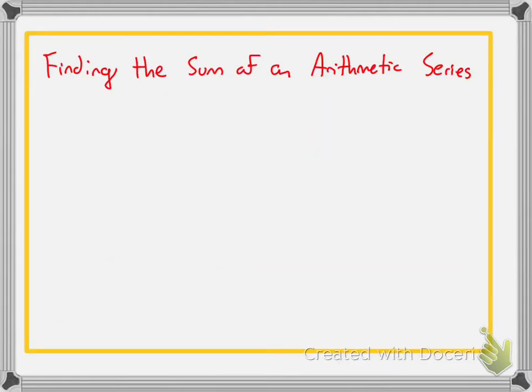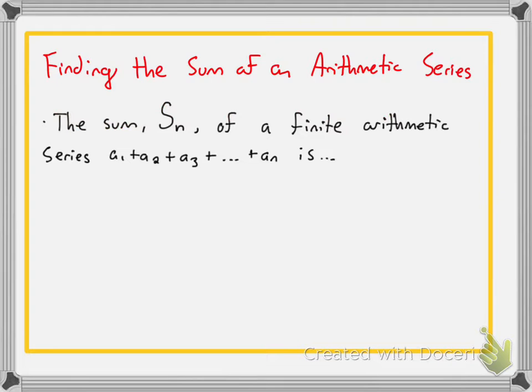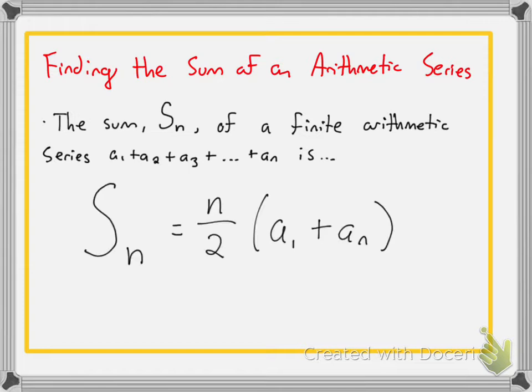Finding the sum of an arithmetic series. The sum, which we denote as a capital S subscript n, of a finite arithmetic series a1 plus a2 plus a3, all the way to my last term an, is n over 2 times a1 plus an.